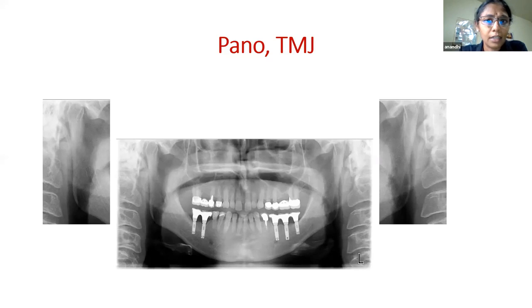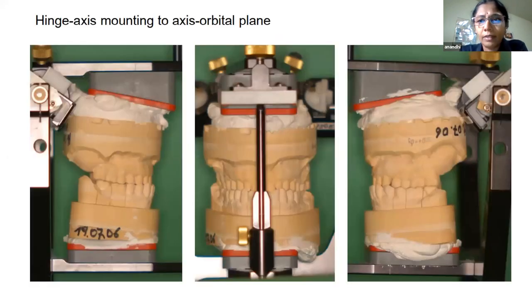So you can see how his TMJs are. He has some osteoarthritic changes on both TMJs, especially the left. You can see how it's getting thinner, especially on the mesial. Then we do the condylograph and a hinge axis mounting to the axio-orbital plane, because we use the axio-orbital plane for all the references that we do. So the hinge axis mounting to the axio-orbital plane was done, and I have a closer view of that.